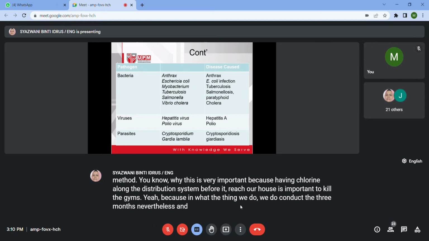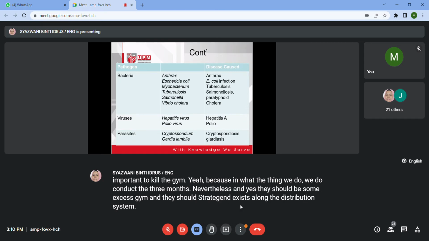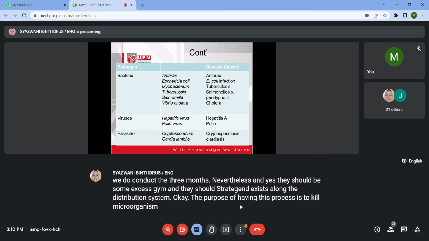Nevertheless, there should be some excess germs. There should be pathogens that exist along the distribution system. The purpose of having this process is to kill microorganisms which can cause disease. This is known as pathogens.